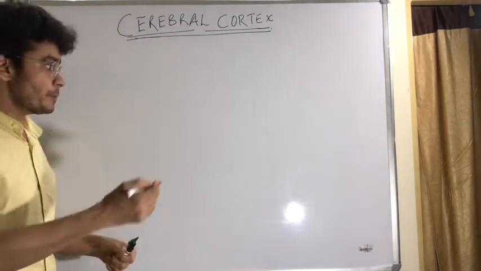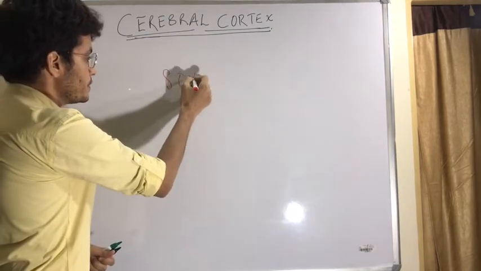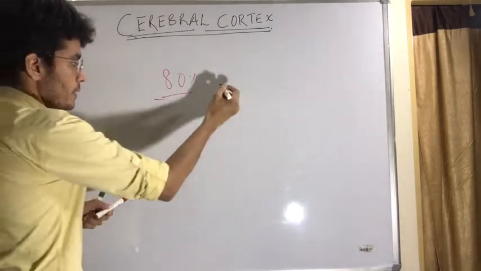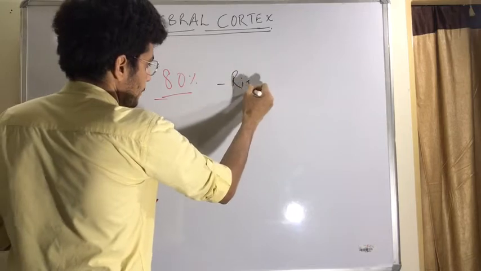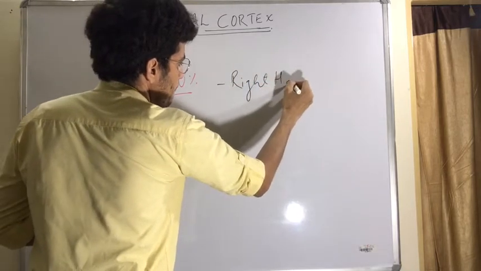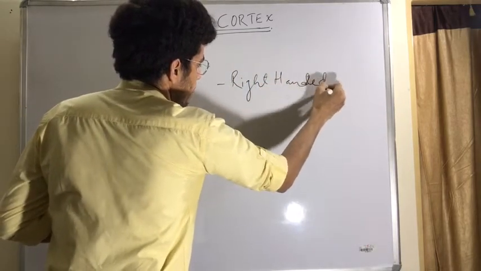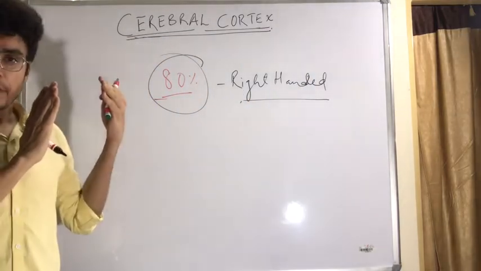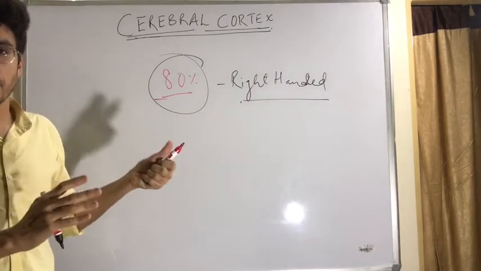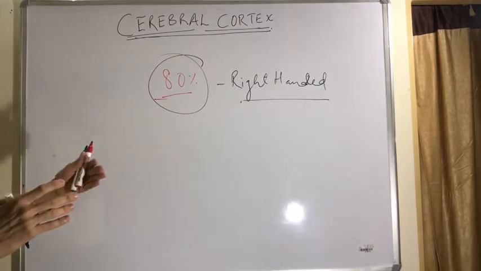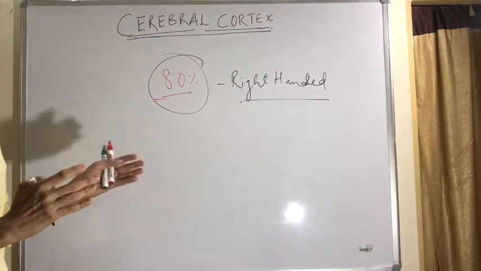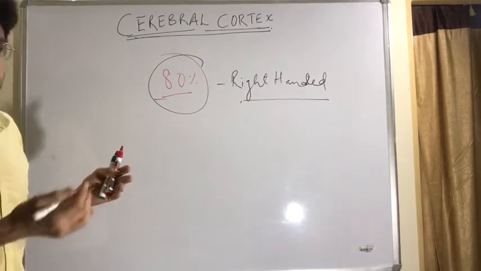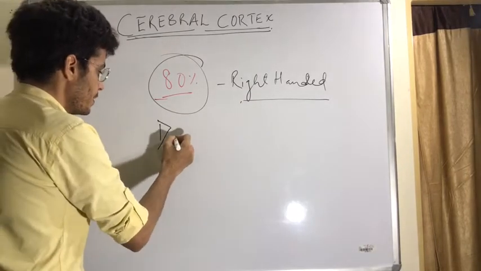Now, almost 80% of the people all around the world are right-handed, which implies that the left cerebral hemisphere has more representation, or categorization. Previously we used to call it the dominant and non-dominant hemisphere, right?